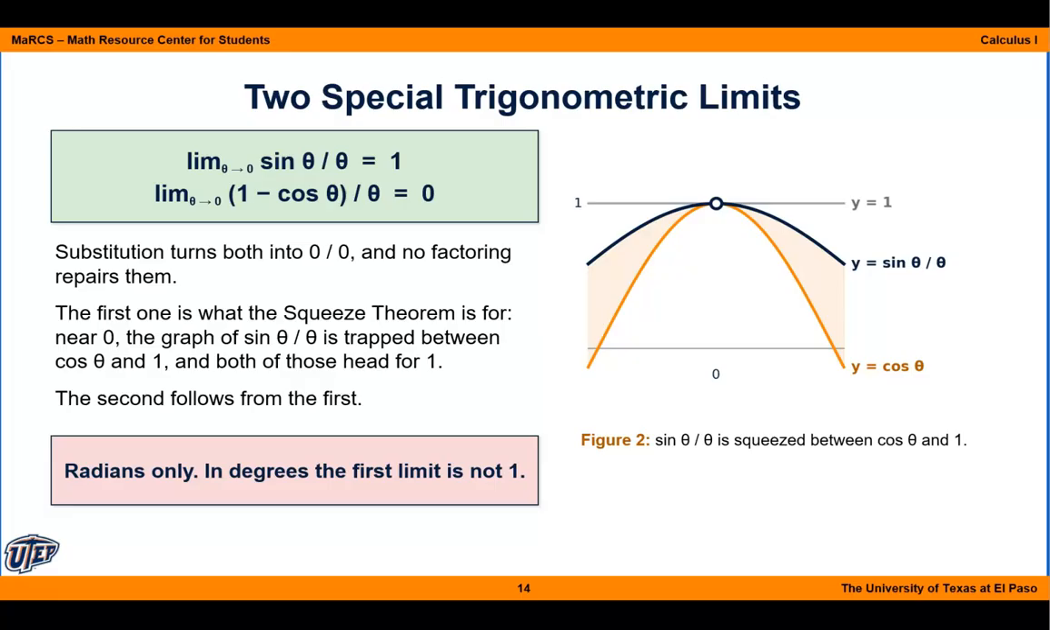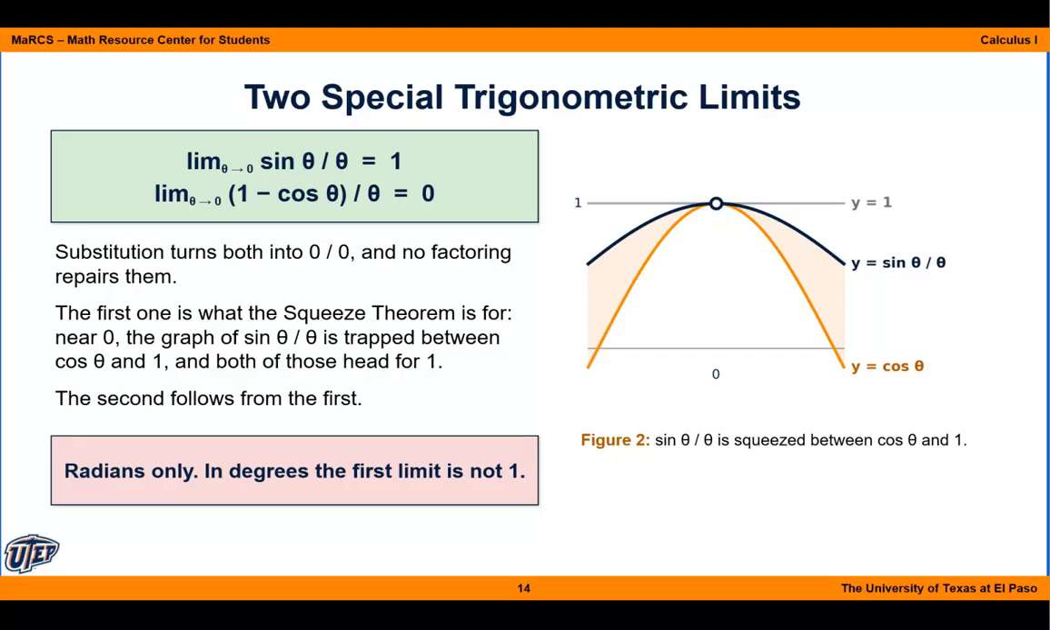We now come to two special trigonometric limits that are used repeatedly in calculus. The first says that sine theta divided by theta approaches 1 as theta approaches 0. The second says that 1 minus cosine theta divided by theta approaches 0. Direct substitution gives 0 over 0 in both cases, but ordinary factoring does not repair them.